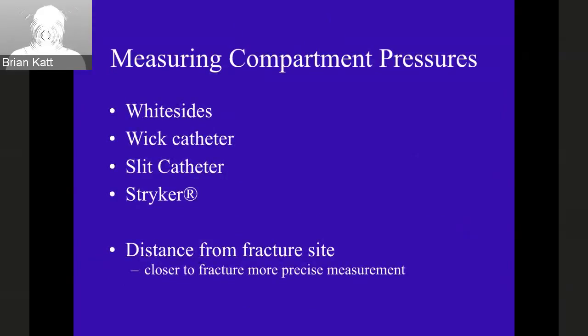So there are different ways of measuring the compartment pressure, and some of them are historical. We have the Whitesides, the wick catheter, a slit catheter, and then the Stryker device here. And it's interesting in terms of the distance from the fracture site. The highest pressures are going to be really close to where the fracture is. You want to be within 5 centimeters of that fracture site, because the compartment's very long, let's say in the leg, and you want to get right close to where the problem is. Being closer to the fracture gives you a more precise and accurate measurement. If it's high in one spot, well, it's high there, and then it could spread out.